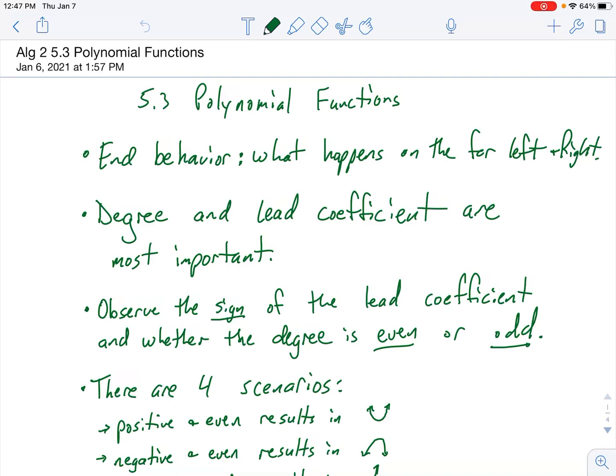Hello everyone, so we're starting lesson 5.3. The name is pretty generic, polynomial functions. Actually, more specifically, we're going to look at something called end behavior, and it has to do with graphing.